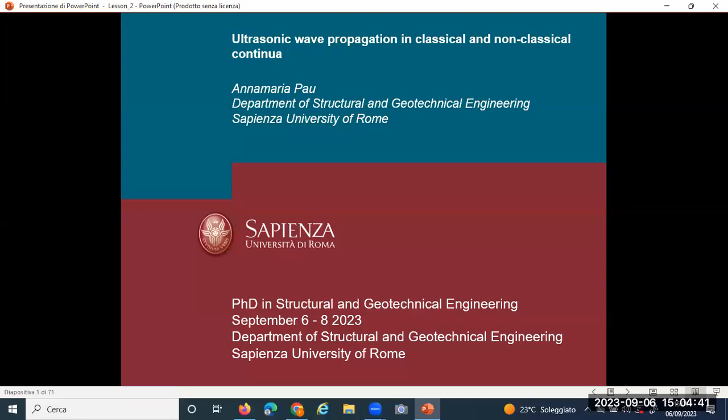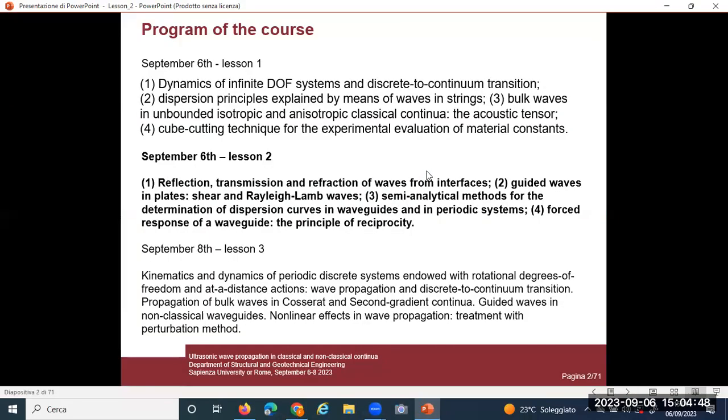Yes. Okay, thank you. So let us start our second lesson, which is going to be on the subject I listed here. We will start with describing what happens when some waves interact with interfaces, and the wave will be able to reflect and transmit through it.